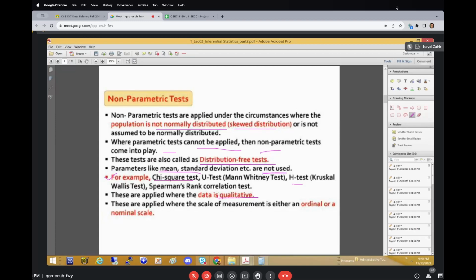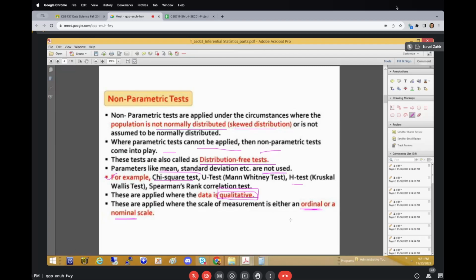Okay, so here is this name. That is not quantitative, it is qualitative. So qualitative, like very good, excellent, outstanding. So those are qualitative. And these are applied where the scale of measurement is either ordinal or nominal scale.